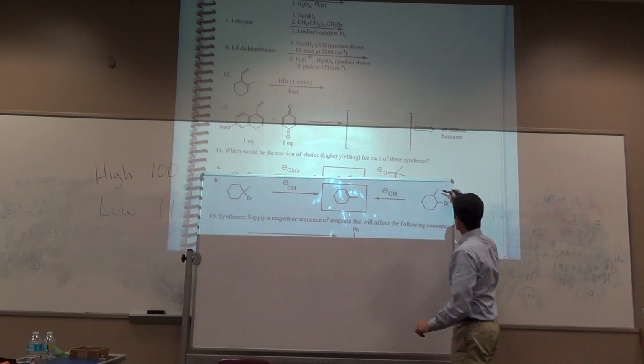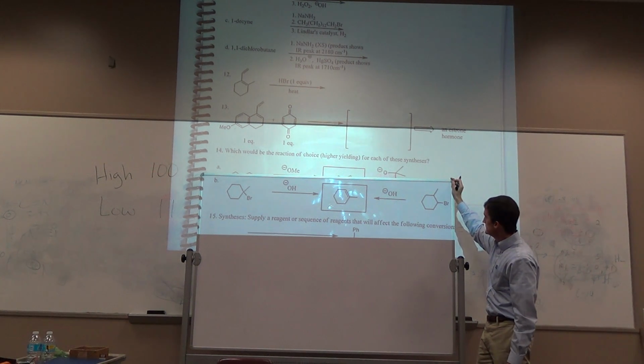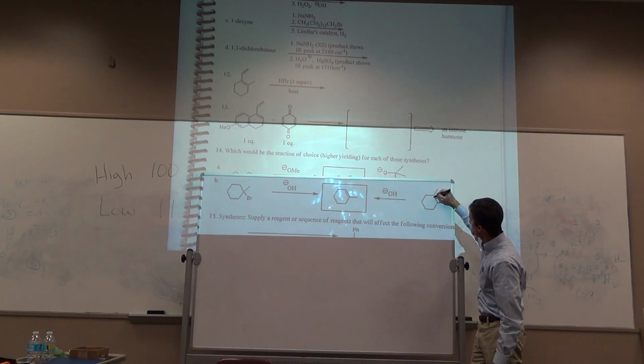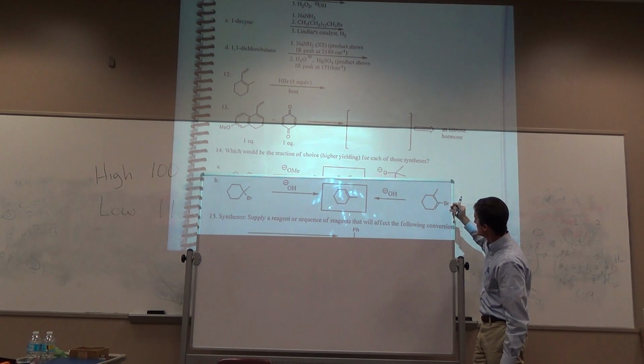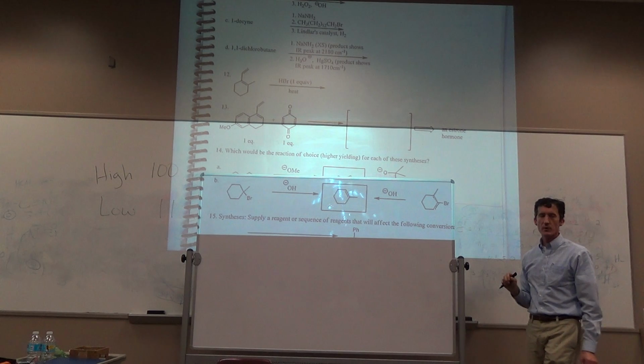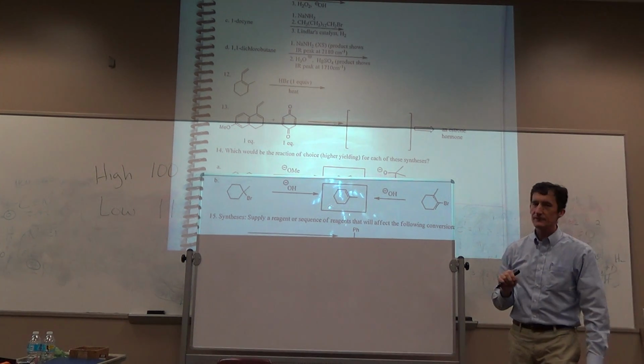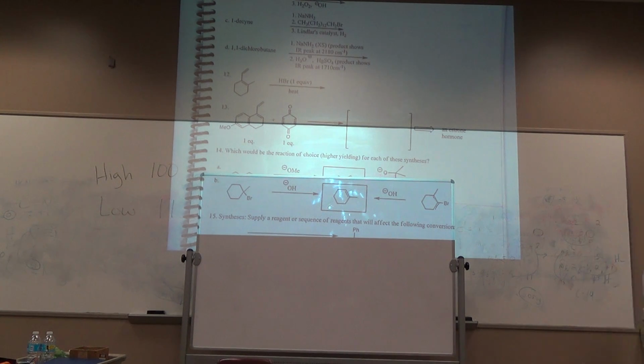How many products are possible over here? Two. Also two. You can put the double bond there or there. Hofmann's better. In both cases, I see two products, one Hofmann, one Zaitsev. I just figured out which one I like better.